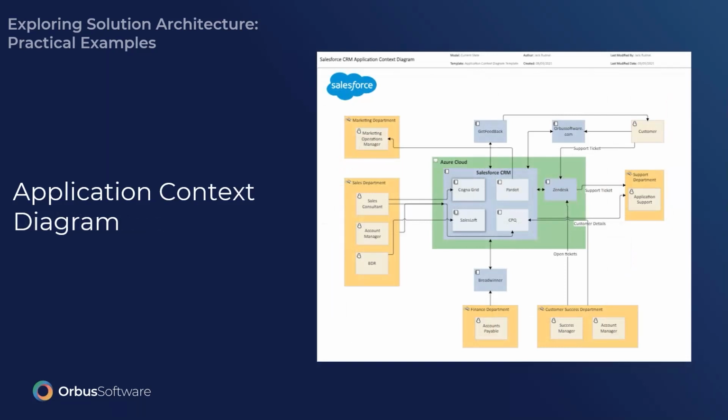We also provide other notations as well from our Core EA framework, which is more easier for people to quickly design something without having a need to be trained or be certified in different frameworks. So this is an application context diagram, which is leveraging Core EA, which is Orbus meta model, which is easier and simpler to adopt.